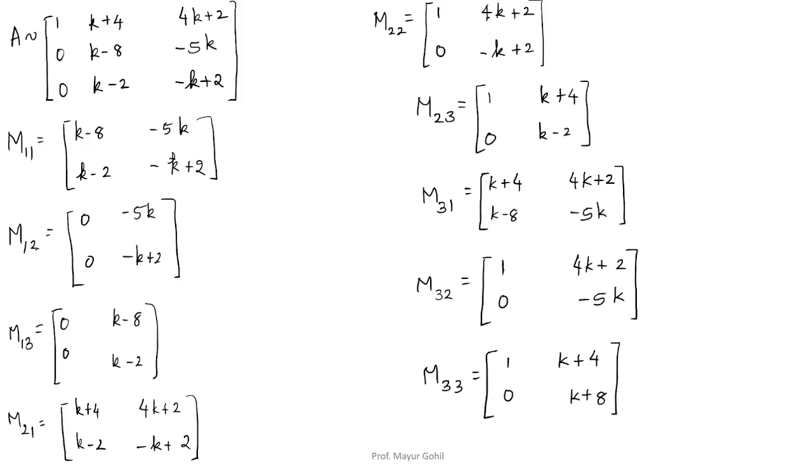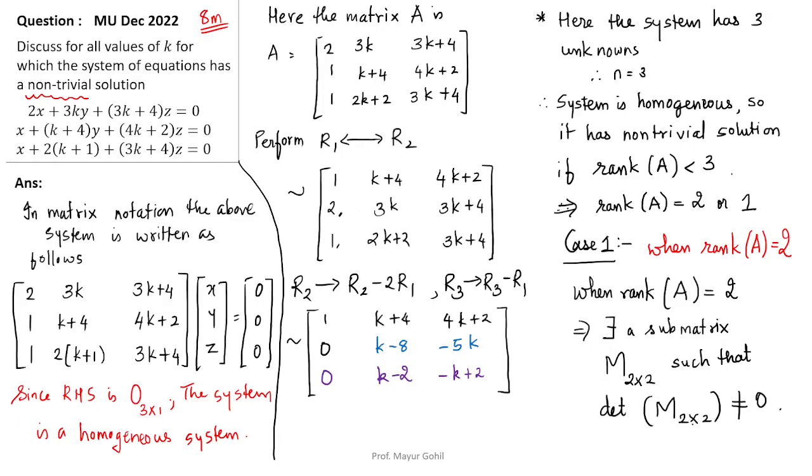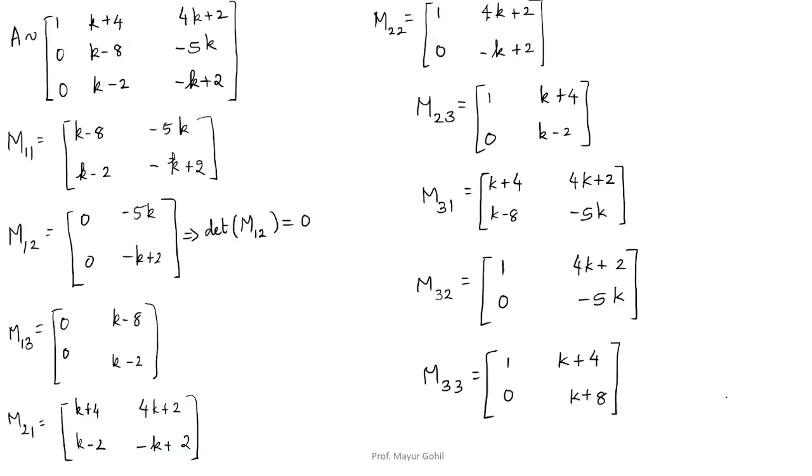Let's see. M12 is very easy. The determinant of this is 0. Determinant of M12 is 0, and this is not allowed. Why? Because we have already written such that the determinant of 2 cross 2 is non-zero, so this is discarded. So M12 is discarded. Similarly, we see that M13 is discarded. That is also not to be taken into consideration.